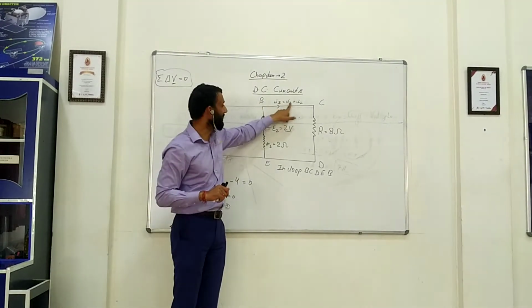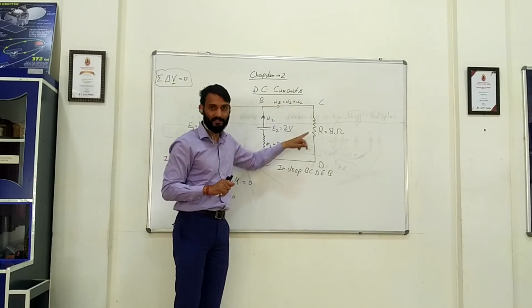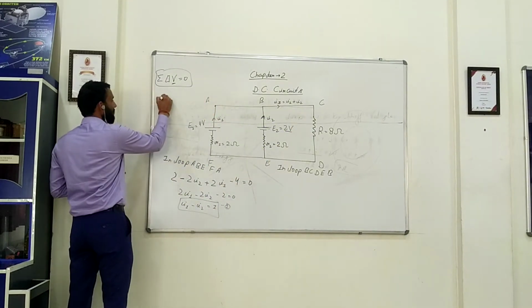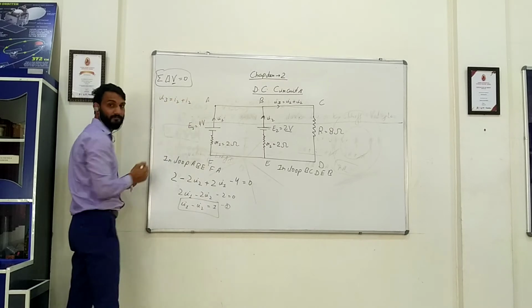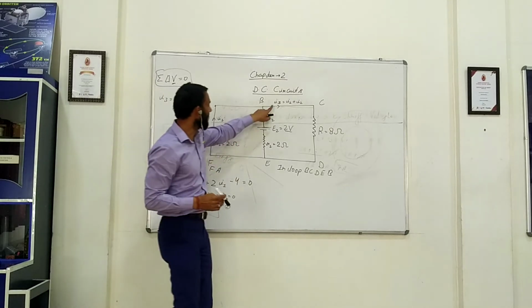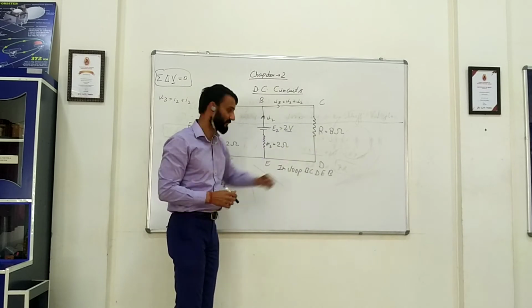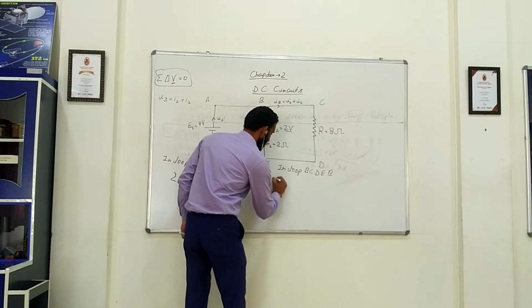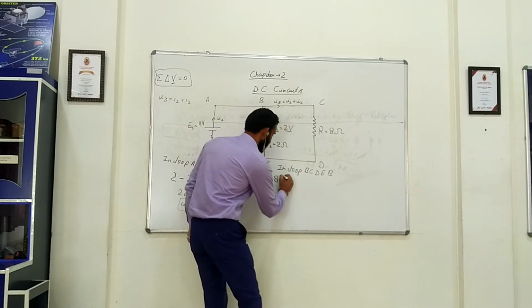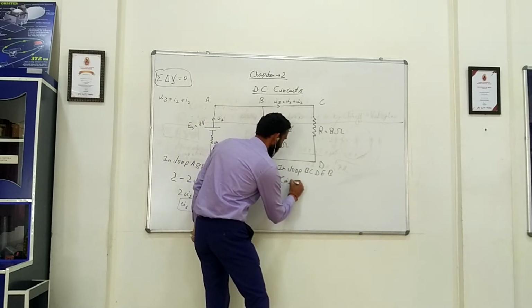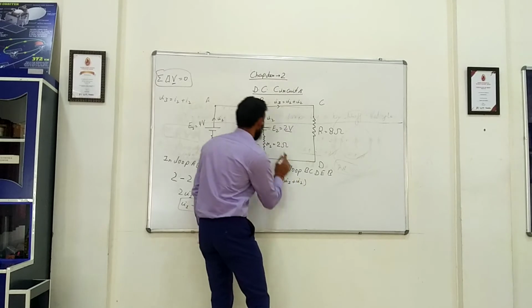So this I3 is passing through R. So let me write, I3 is equal to what? I1 plus I2. So this I3 is passing through 8, so it means 8 I3. And in place of I3 what will I write? I1 plus I2, because this I3 is the combination of these two.